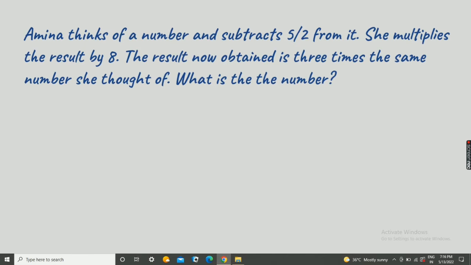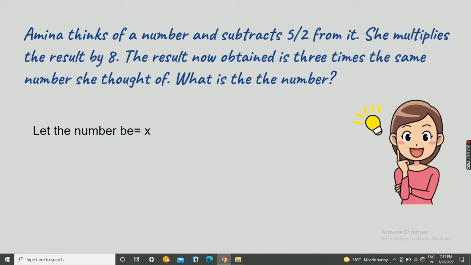Here we are with our very first statement: Amina thinks of a number and subtracts 5 by 2 from it. She multiplies the result by 8. Now, the result obtained is 3 times the same number she thought of. What is the number? What number has Amina thought of? We don't know. So, let us suppose that number is x.